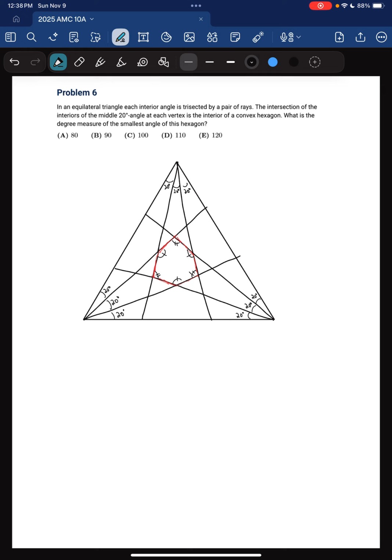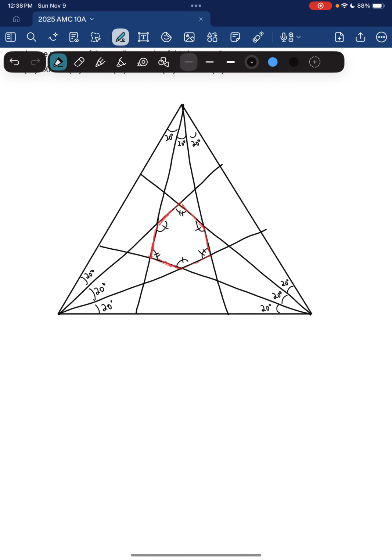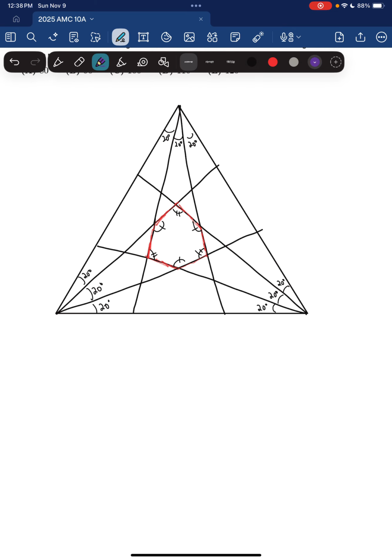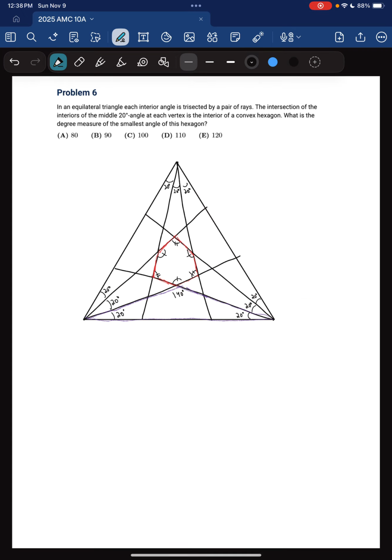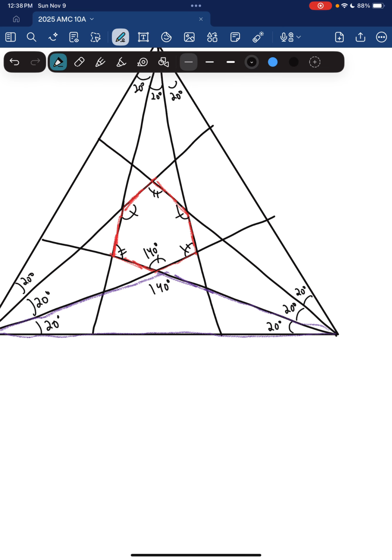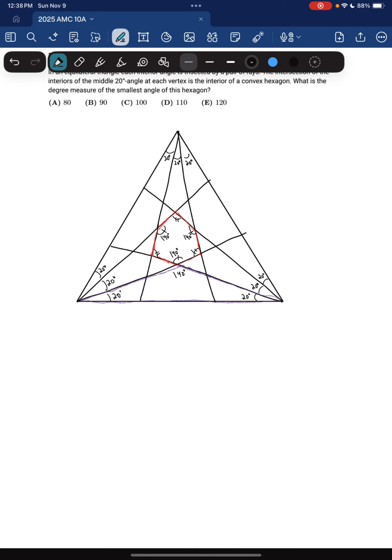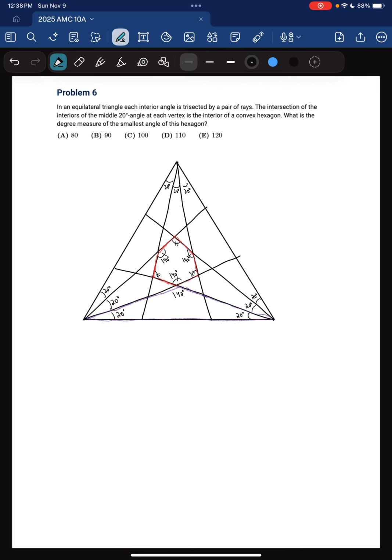So we're using these 20 degrees. What angles can we find? Well, we have this one triangle, outlined in purple, on the bottom. The sum of the angles in the triangle is 180. So since 20 plus 20 is 40, this angle is 140. Then by vertical angles, this angle is also 140. So all of these are 140. That's enough, now we just need to find the other angles that we actually want.